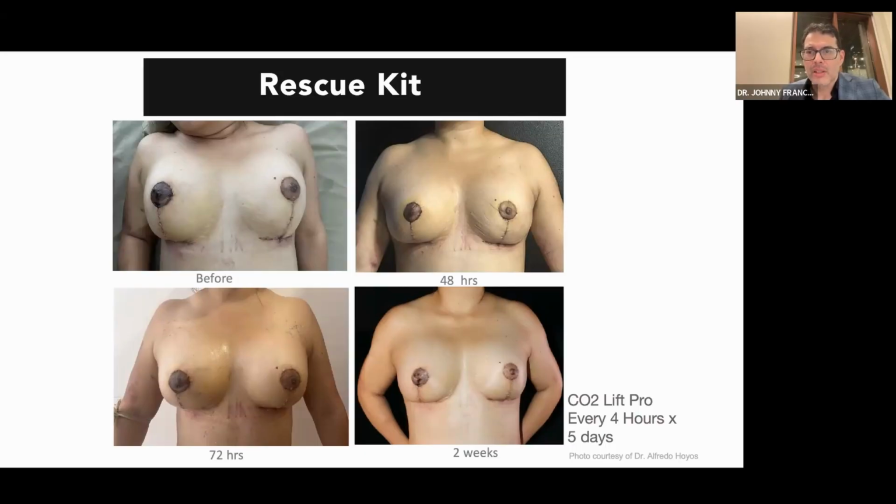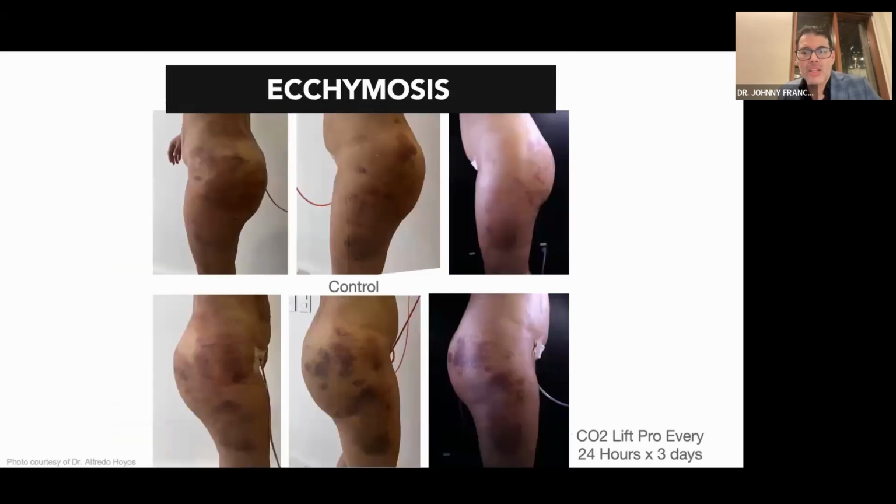absolutely priceless. We all get those. If you operate enough, you're going to get some little issues. And so anything you do to decrease that risk, I think is priceless.